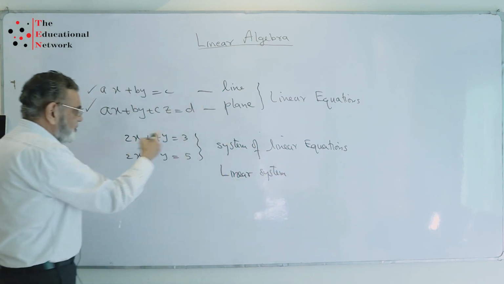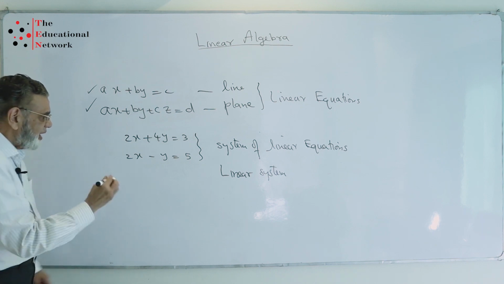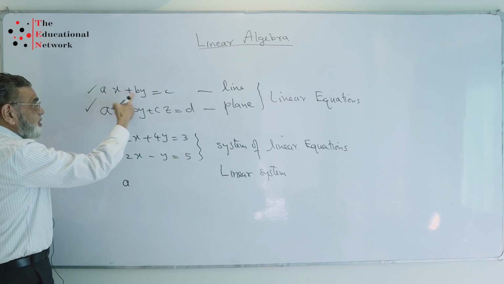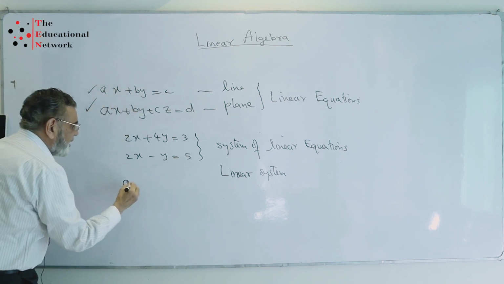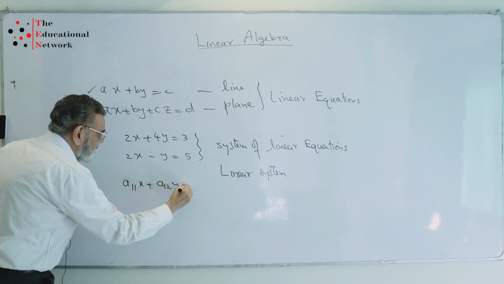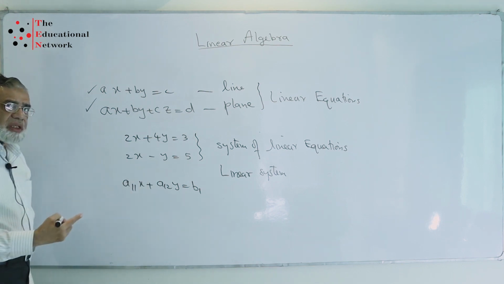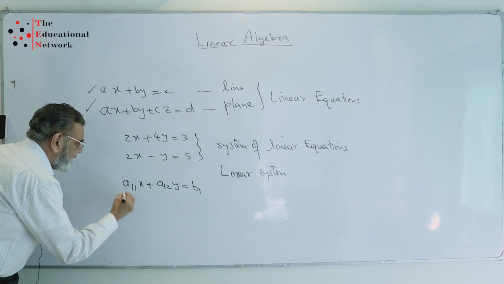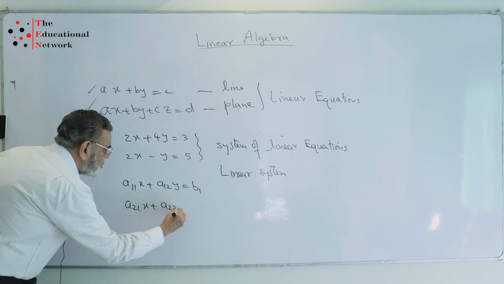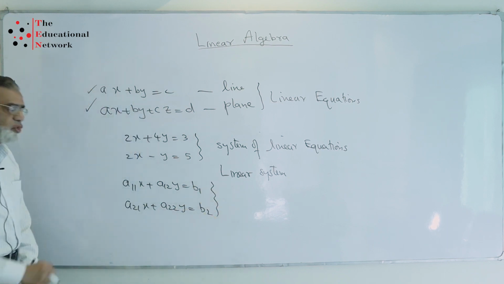We can just generalize these equations instead of writing the numbers 2, 4, 3, 2, 1, minus 1, 3. I write a11x plus a12y is equal to b1. I just change my variables because I want to write more than one, so I have to define in such a way that I can write it. I have here a21x plus a22y equal to b2. This is my system of linear equations with two variables.